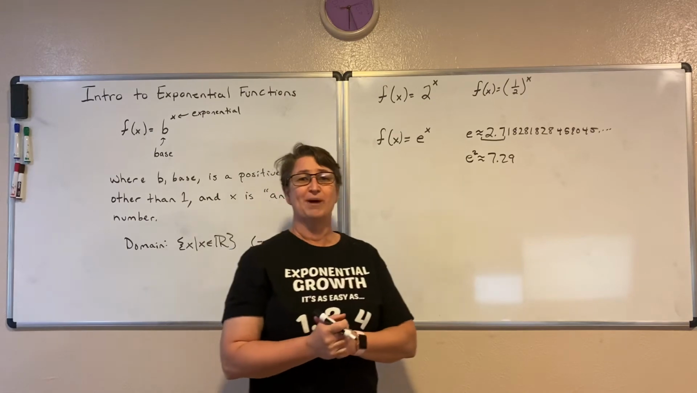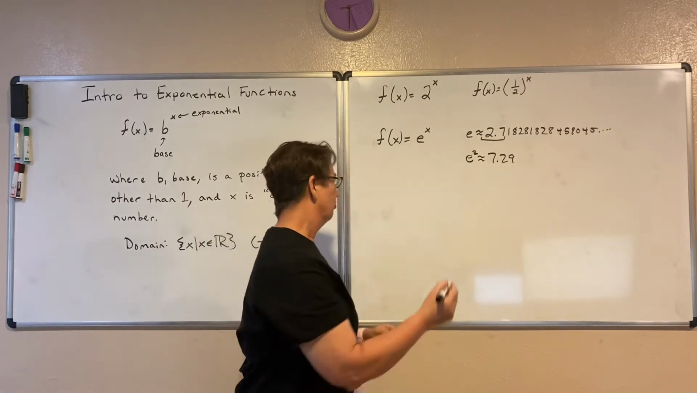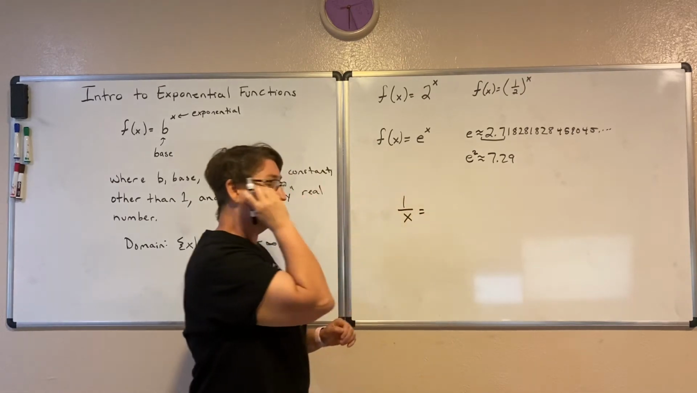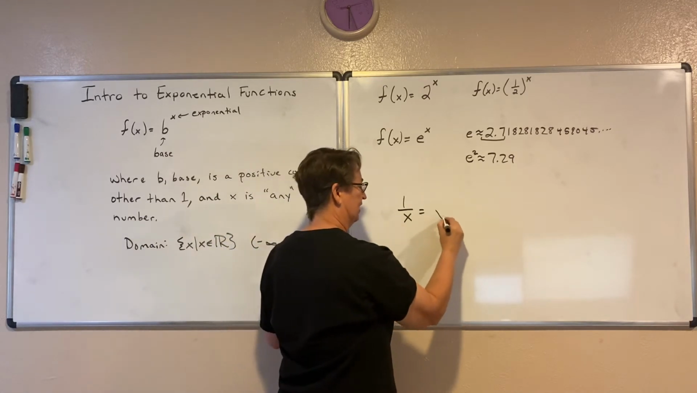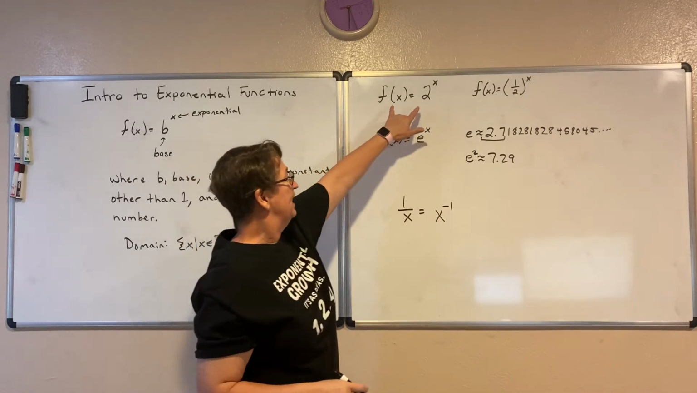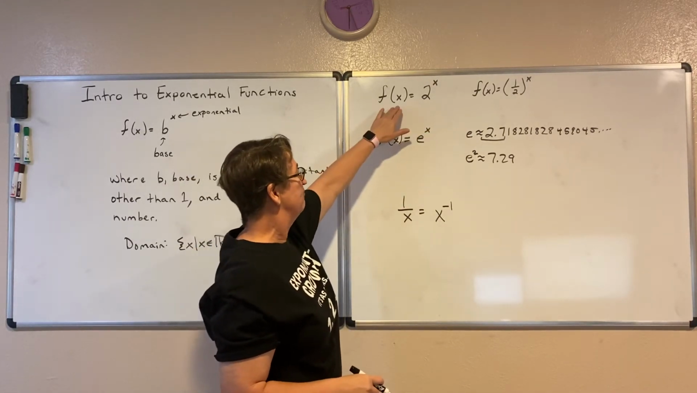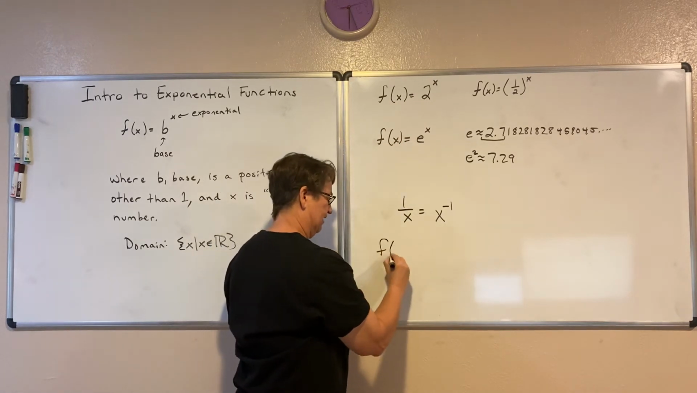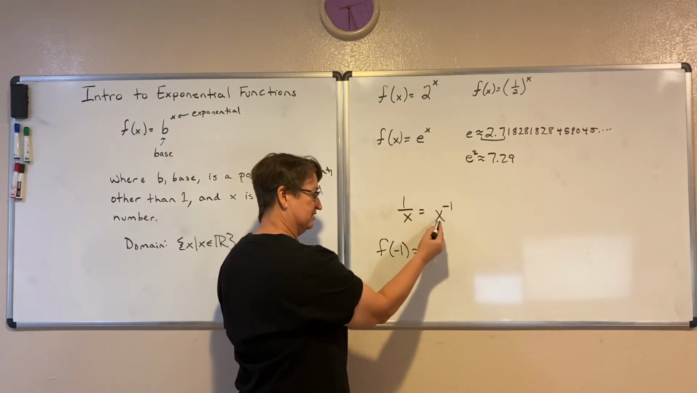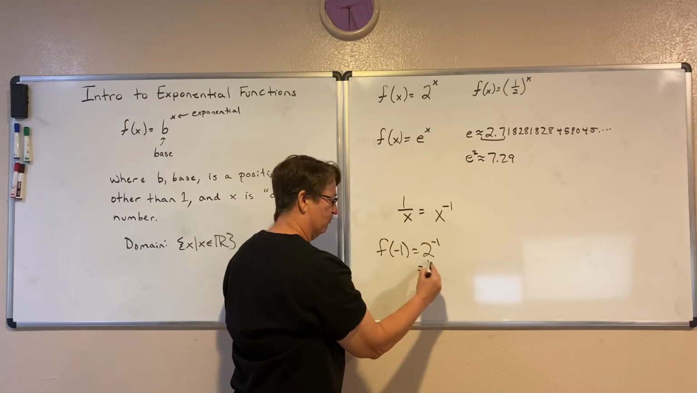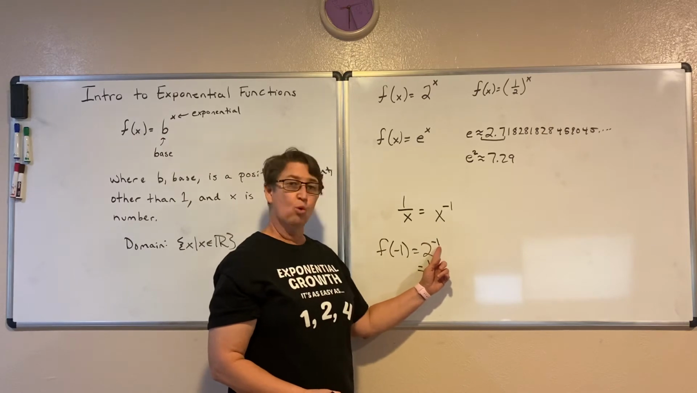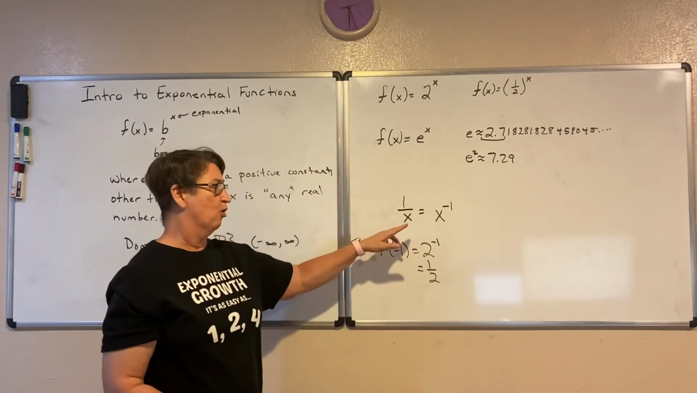A couple of reminders about exponents. So remember that when we do 1 over x, we could also write that as x to the -1. So in this case, if I put in -1 for x, that is the same as saying 1 over that number, 1 over 2. So just a reminder that a -1 exponent is the same as 1 over your base there.